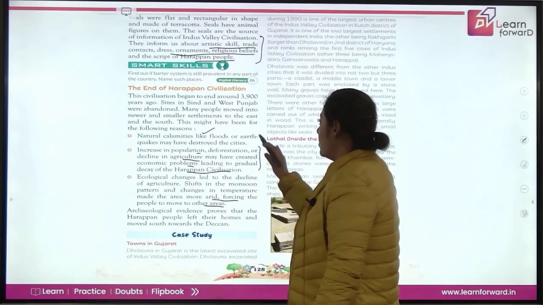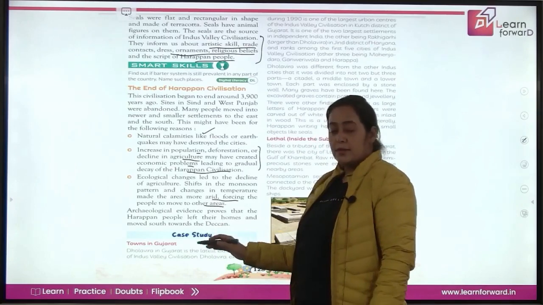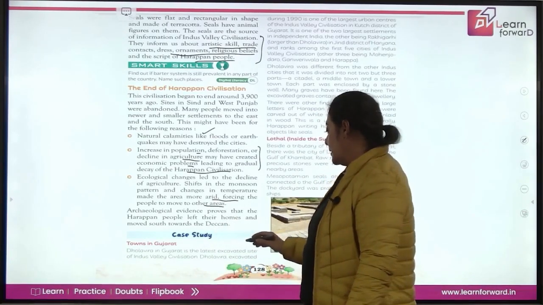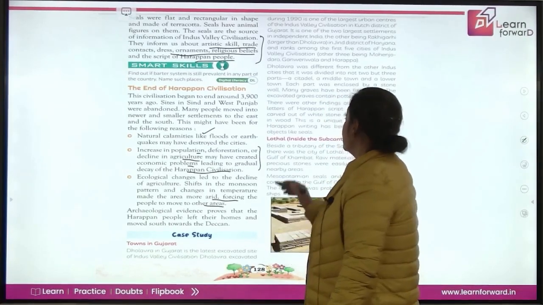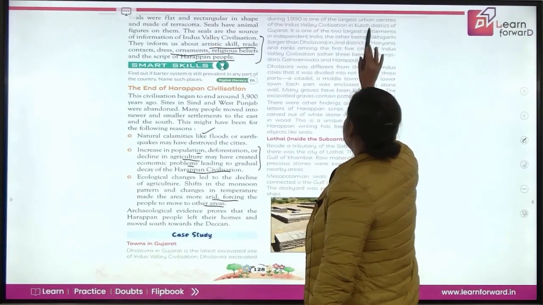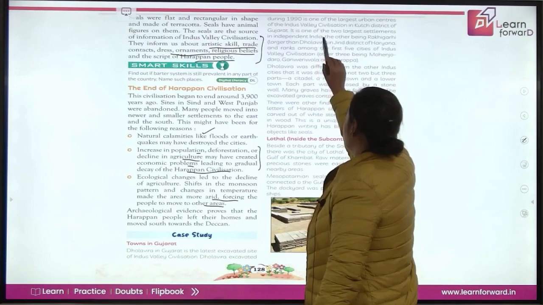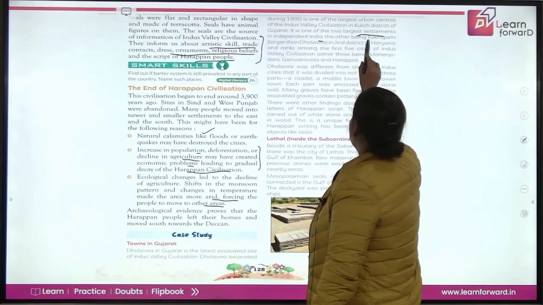Okay, this is all about the Harappan civilization. Let's get into the case study and understand the town of Dholavira. Dholavira is the latest excavated area of the Indus Valley Civilization. Excavated in the 1990s, it is one of the largest urban centers of the Indus Valley Civilization that has been visited.